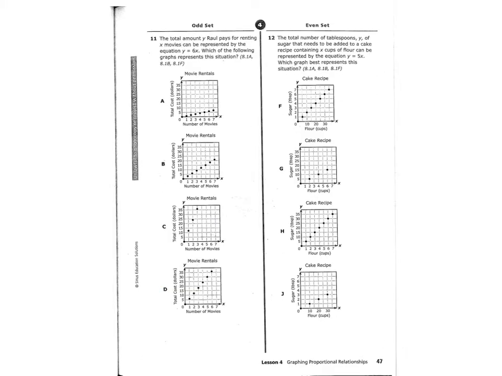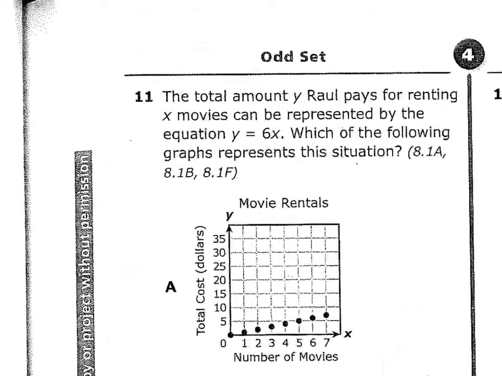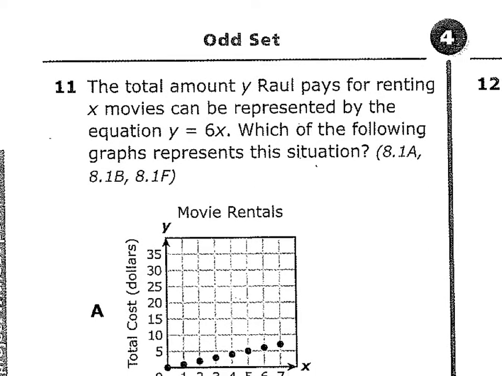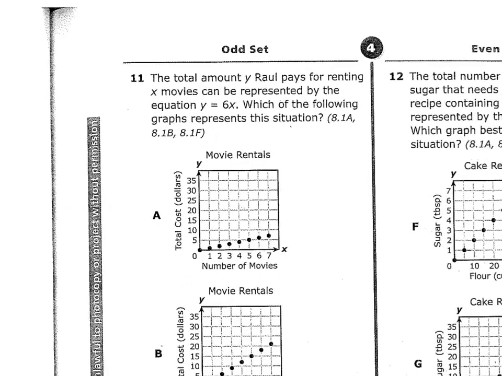All right, next page. Go to number 11, and I'll let you do 12 on your own. The total amount y Raul pays for renting x movies can be represented by the equation y equals 6x. Which of the following graphs represents this situation? Okay, so x number of movies.